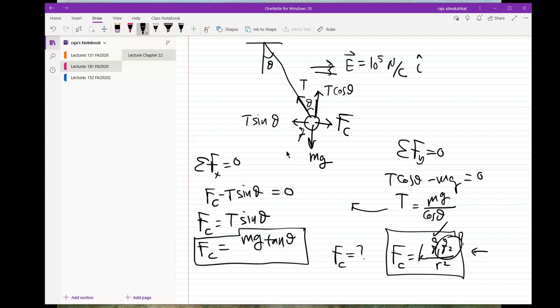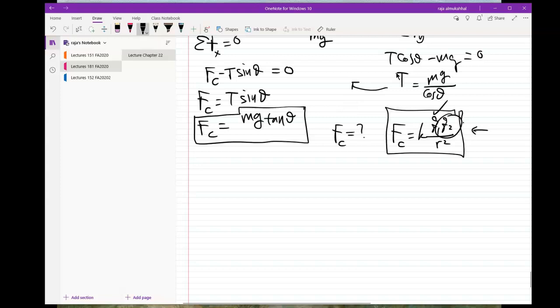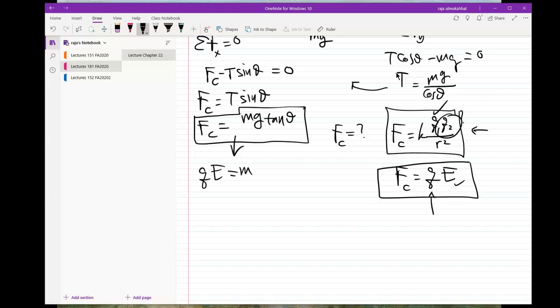However, since he gives us the electric field right there, we can use that other third expression that we studied in this chapter, and that is the force is equal to QE. Isn't that cool? That's the one we're going to be using. Q here is the one that we are looking for, and the electric field is given to us. In other words, I go back to this formula, and this is QE equals mg tangent theta.